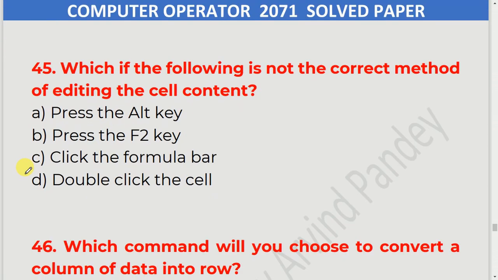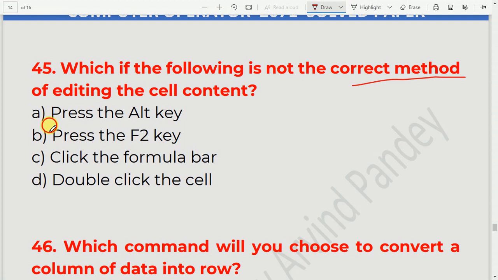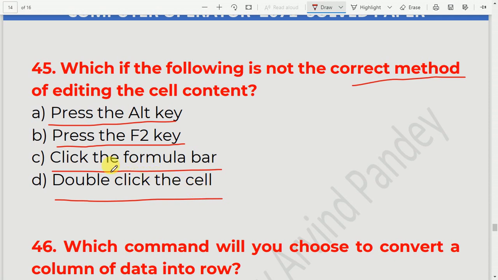Question number 45. Which of the following is not the correct method of editing the cell content? Option A press the Alt key, B press the F2 key, C click the formula bar, D double click the cell. And the correct answer is option A press the Alt key.